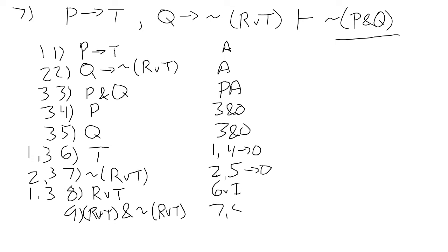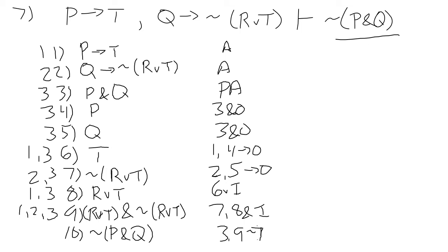From 7 and 8. Now we got a contradiction, depends upon our PA. So we can tilde in on our PA. That will be 3 and 9. Tilde in. 1, 2, and 3. 3 drops out since we do tilde in. And so that is problem 7.